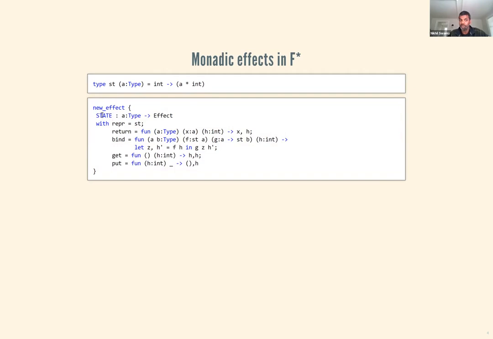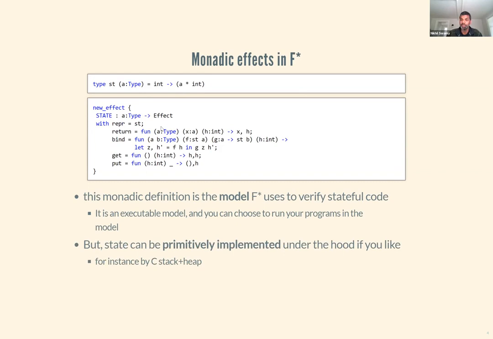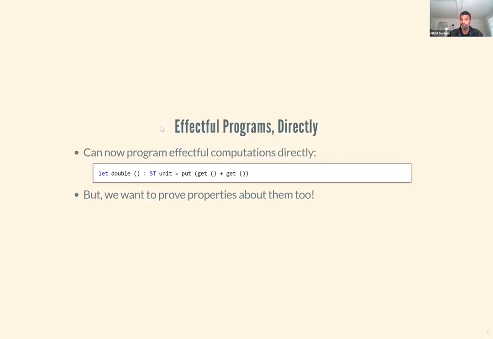Once you define this new computation type, called state in this case, F star uses the monadic definition, the model that you gave underneath, to verify your stateful code. But this new computation type is abstract and can be implemented primitively under the hood, if you like, for instance in C by a stack and a heap. Once you've defined this effect, you don't need a do notation in F star. You can program directly in F star with ML style applicative notation while programming with effects.